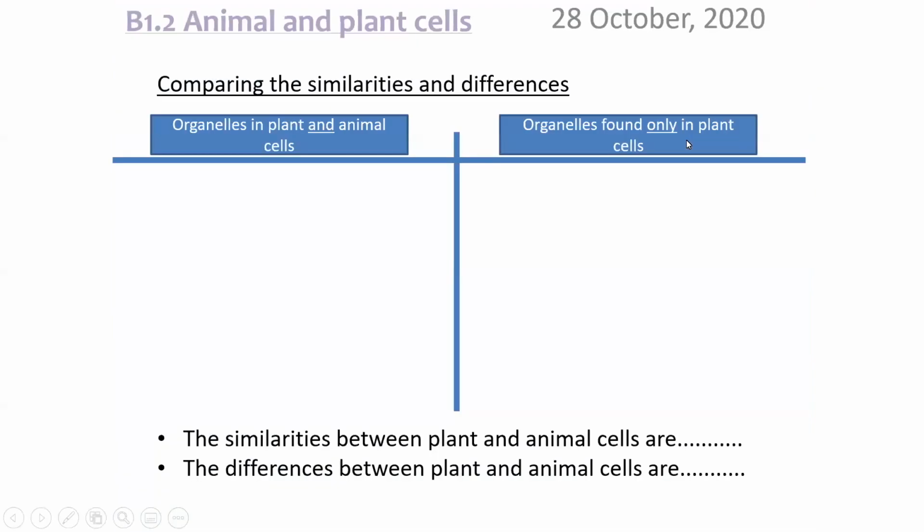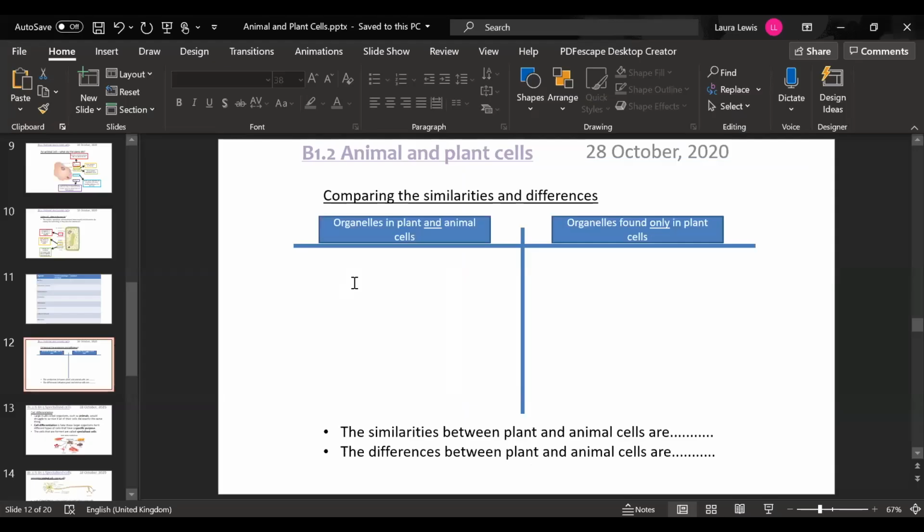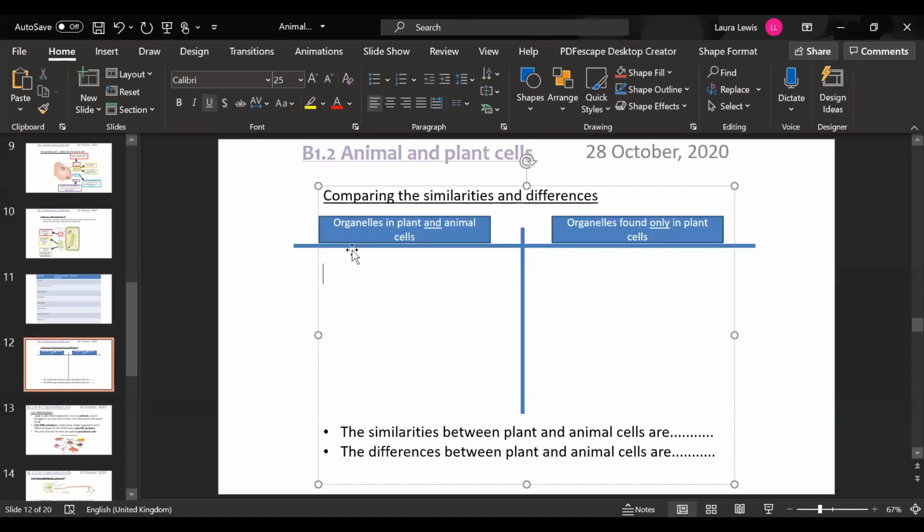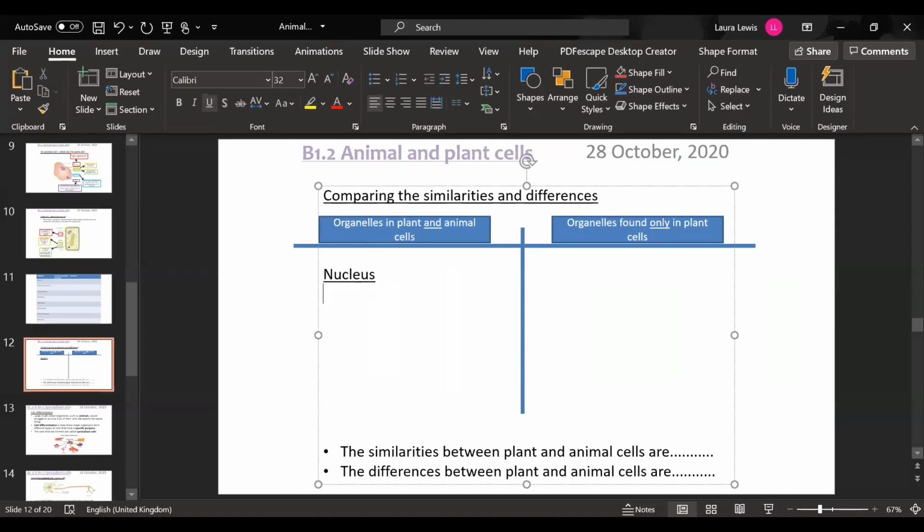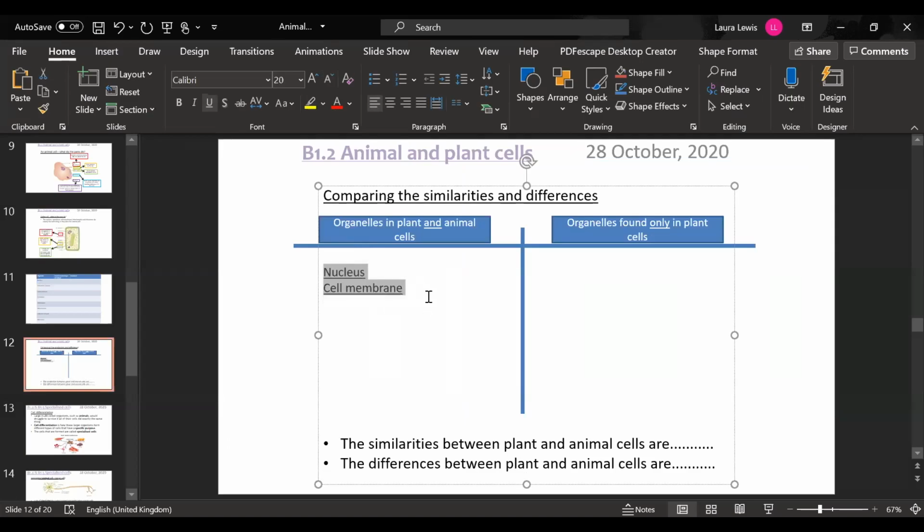Okay. So, also think about comparing the similarities and differences between the plant and animal cells. Okay, so organelles in plant and animal cells, and organelles found only in plant cells. I'm just going to escape this so I can write in ourselves. So organelles in plant and animal cells. So top of our heads, nucleus. Okay, cell membrane. Big writing, might make it a little bit smaller so you can fit it in. But it's also good for you to follow along with this as well.